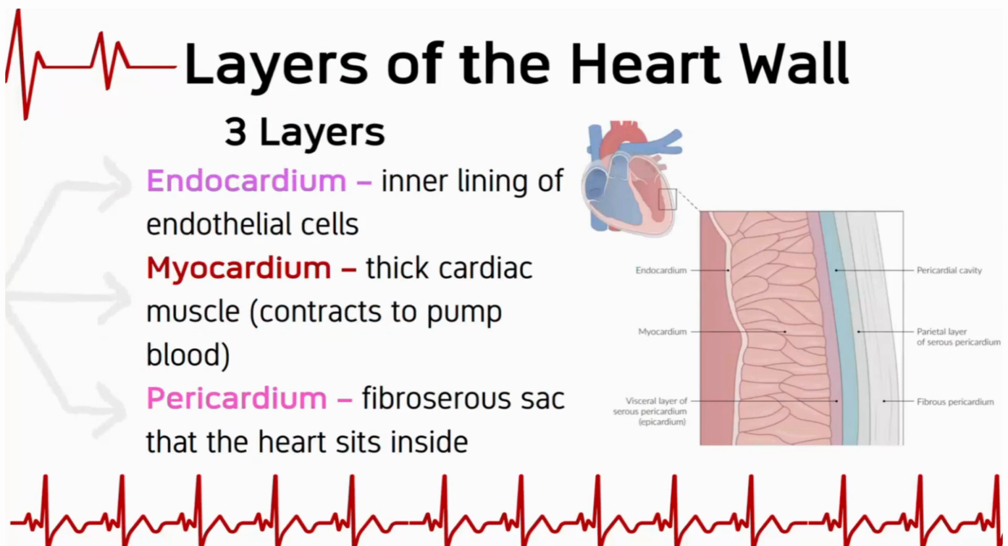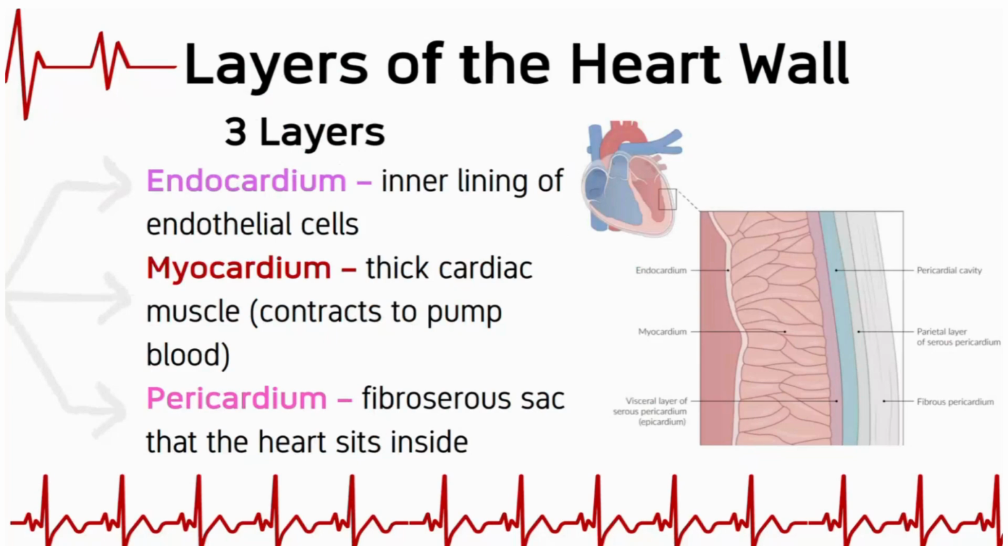Now, in terms of the layers of the heart wall, we have three layers. The three layers are endocardium, myocardium, and pericardium. Now, from in to out, so inside the heart to the outside of the heart. Inside the heart, we have endocardium, which is the inner lining of endothelial cells. And we have the myocardium, which is the thick cardiac muscle. And this is what contracts to pump blood, all right? And the pericardium is the fibrous serous sac that the heart sits inside.